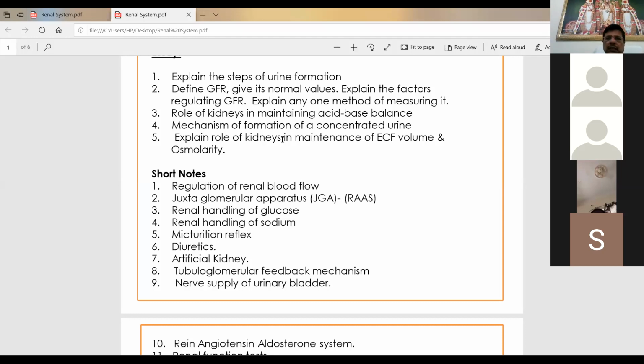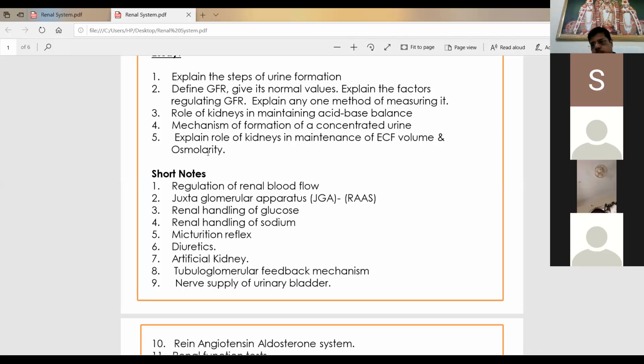This fifth question is something which needs a bit of common sense. Yeah. So the role of kidneys in maintaining ECF volume and osmolarity. Who will tell me how osmolarity is maintained? Who will tell me how the ECF osmolarity is maintained? I've been telling that again and again throughout. Anybody can unmute themselves and tell me that.